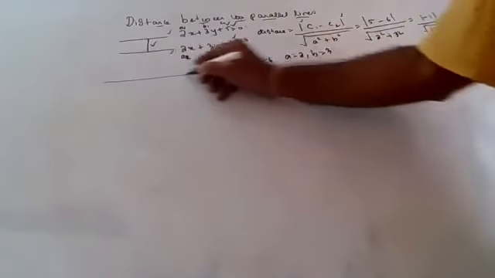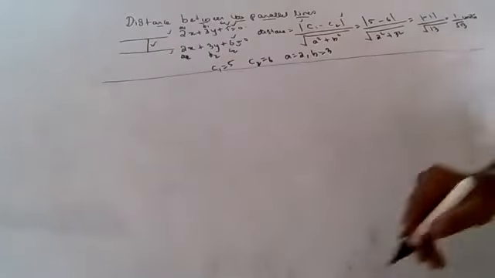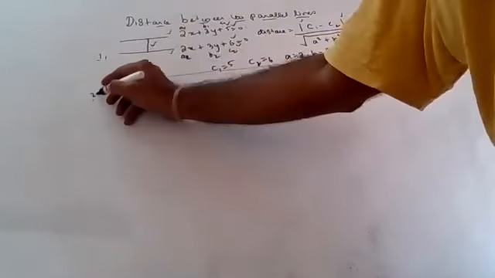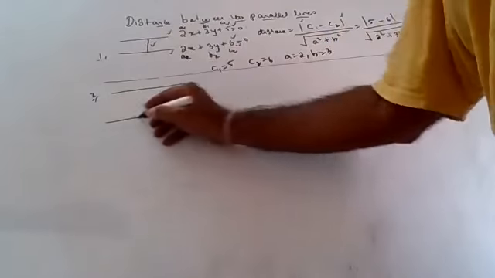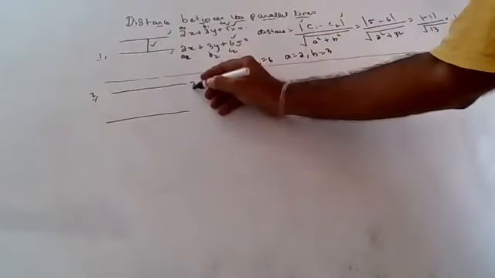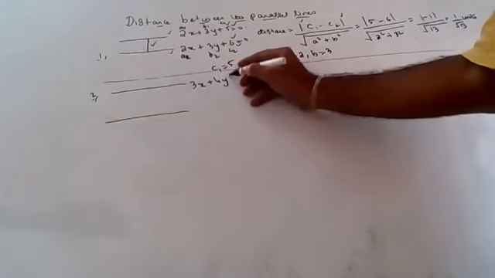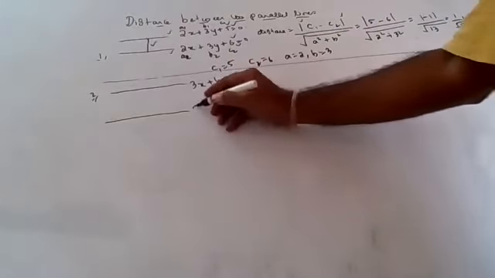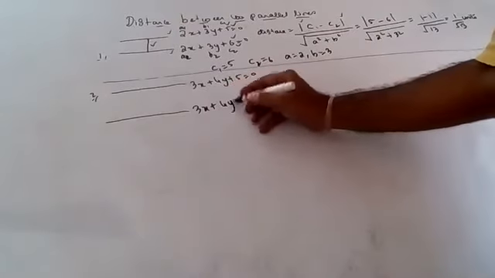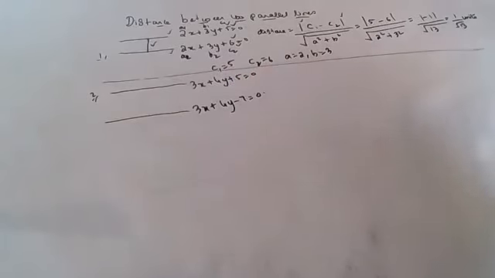Anyway, children, those who did not understand, I will tell one more sum. See, this is the first sum. One more sum. Suppose there is one line, 3x plus 4y plus 5 is equal to 0, and another, 3x plus 4y minus 7 is equal to 0. Okay, children, both of these are parallel lines.